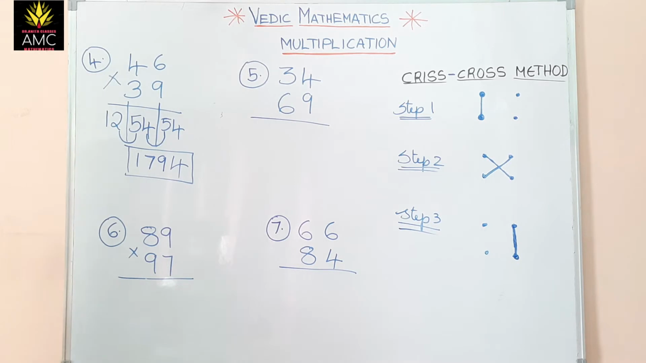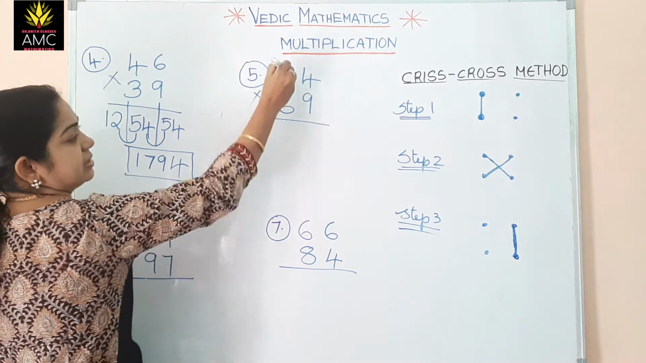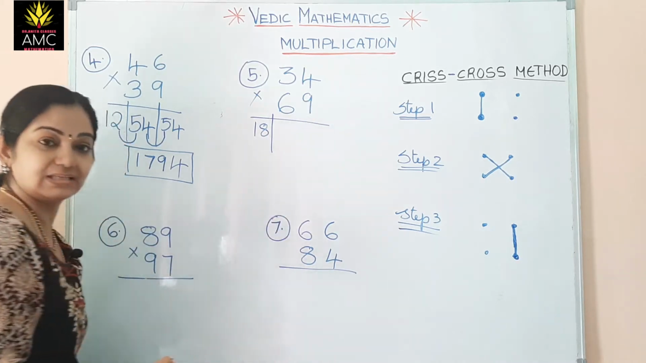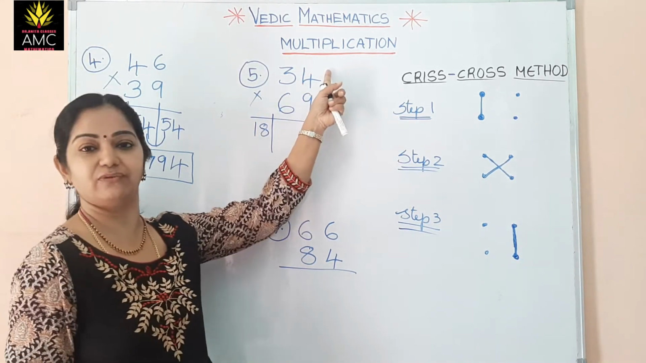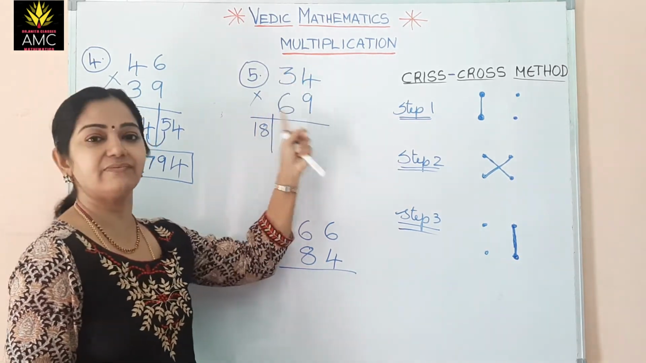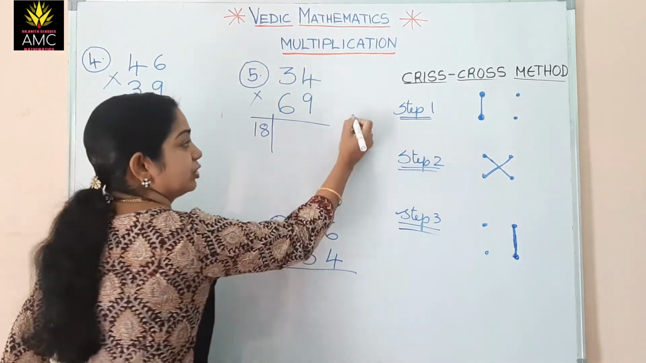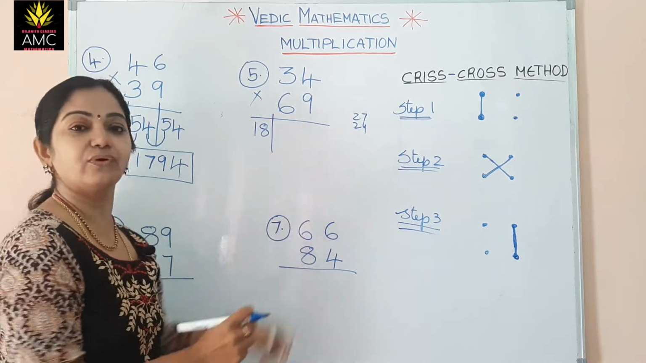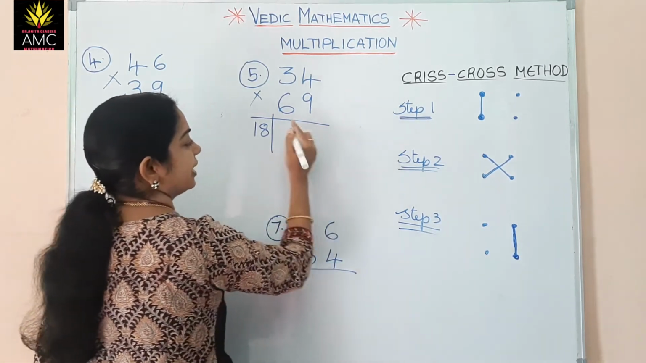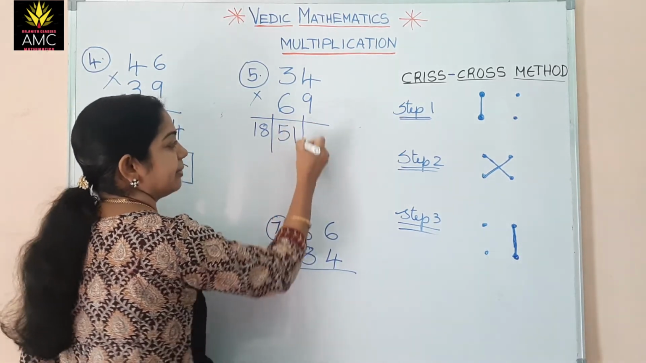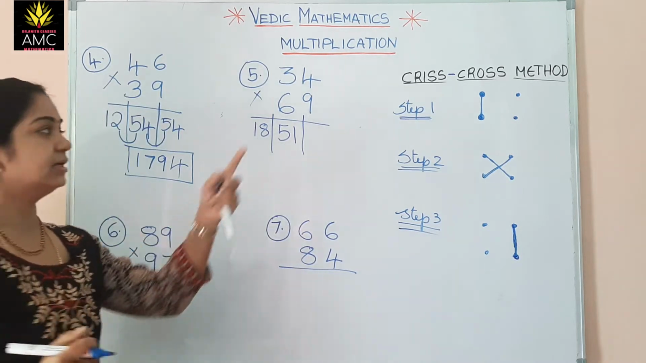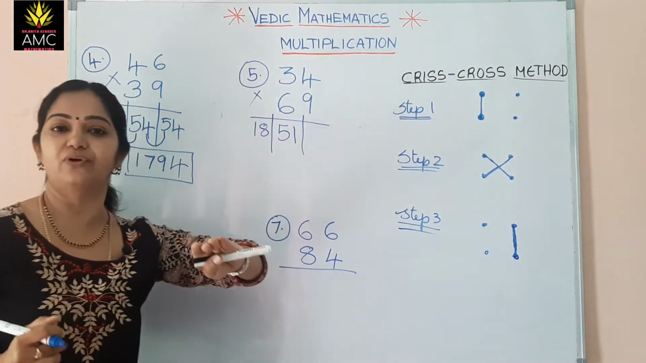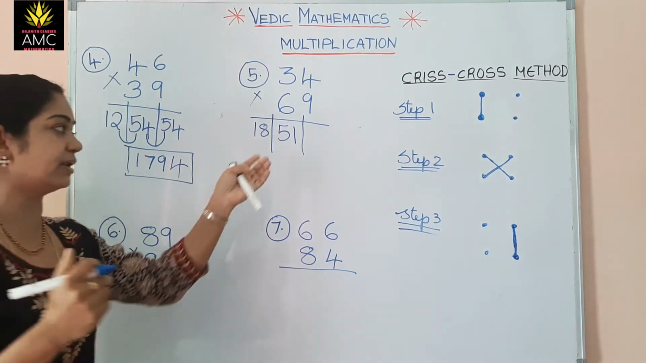Okay, let's start with the next one. The fifth one: 6 3s are 18, again double digit number, 9 3s are 27 and 6 4s are 24. 27, 24. First, what you have to do? 20 and 20 is 40 and 7 plus 4 is 11, so that comes to 51. Likewise you can add it in the mind, don't write it and add it.